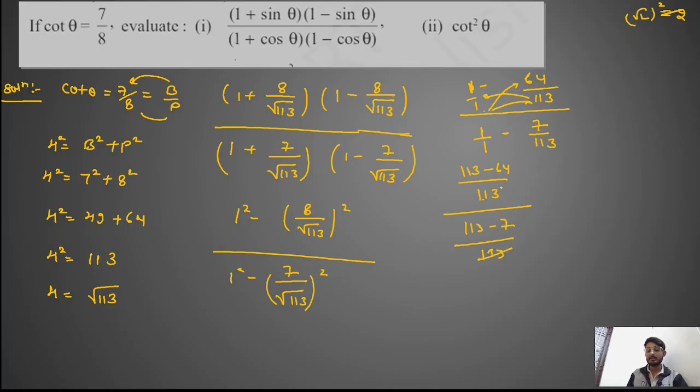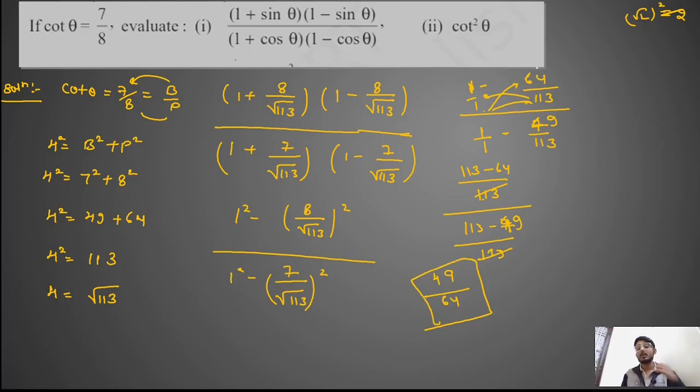Basically the 113 terms will cancel each other. Whenever you subtract 113 minus 64, you will get 49. And here the square of 7 is 49, so 49 upon 113 minus 49 is 64. Whenever you subtract 113 minus 49, you will get 64. Basically this is the correct answer.